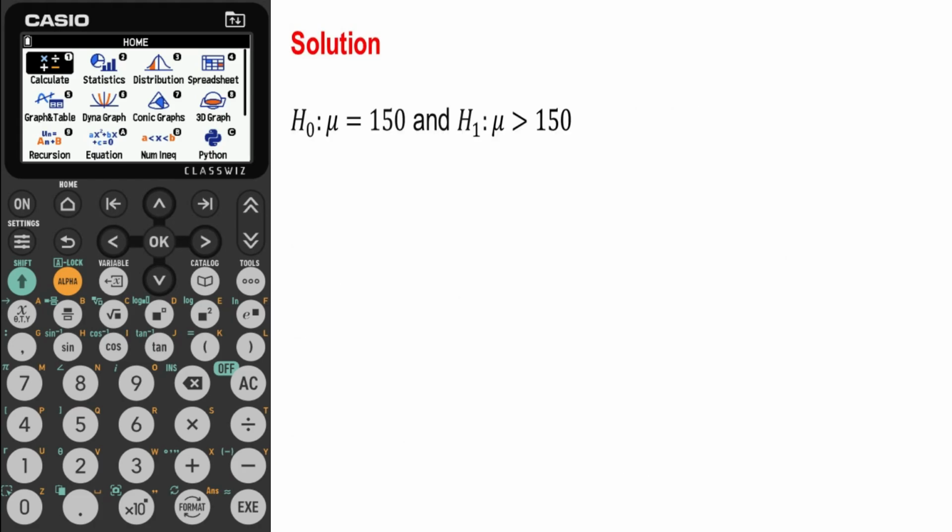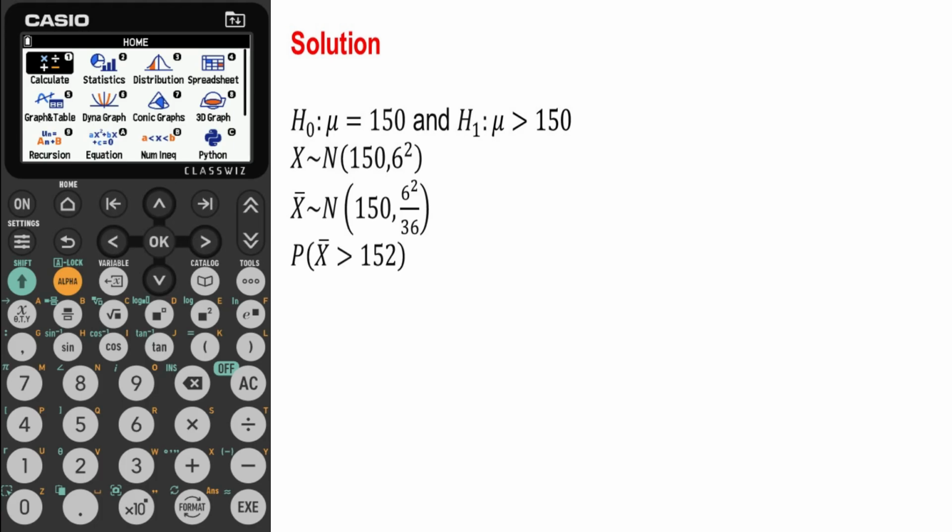We have the null hypothesis H0 where mu equals 150, and we have the alternate hypothesis H1 where mu is greater than 150. We have x which follows a normal distribution with parameters 150 and 6 squared, and therefore x bar would follow a normal distribution with parameters 150 and 6 squared over 36. We wish to calculate the probability that x bar is greater than 152.